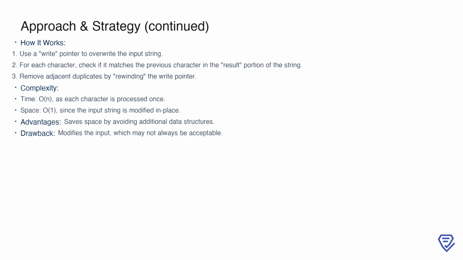Otherwise, the character is written into the result. This ensures that the input string is progressively updated without needing extra space. The primary advantage of this method is its space efficiency, achieving O(1) space complexity. However, it modifies the input string, which may not always be acceptable depending on the problem constraints or real-world use cases. While this approach is efficient in terms of both time and space, its in-place modification of the input makes it less flexible than the stack-based solution.